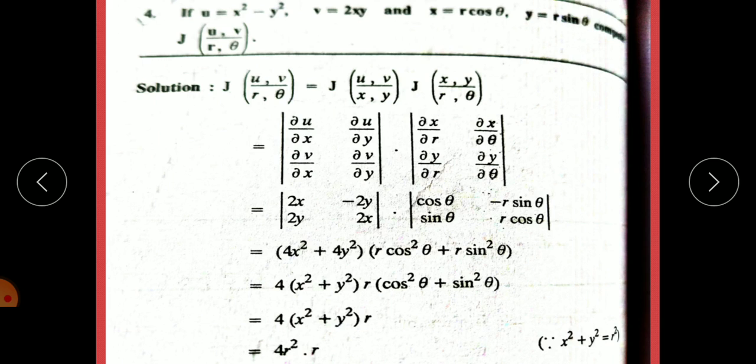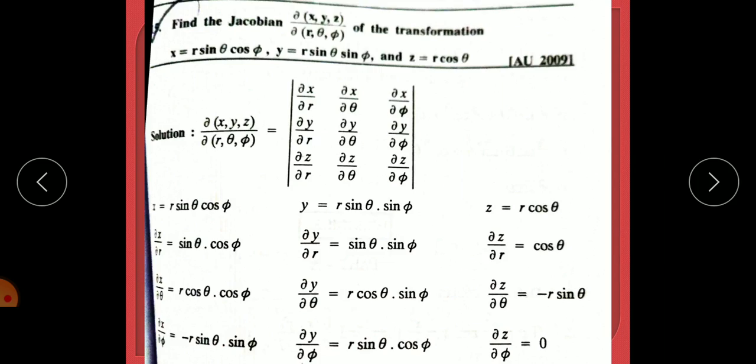So find out the values for ∂u/∂x and ∂u/∂y that they have given. Find out everything first, and then substitute all the values here. After that you can find this determinant, then this determinant, then multiply and get the answer. x squared plus y squared is r squared, as we know in polar coordinates, so you have to use it and find the answer.